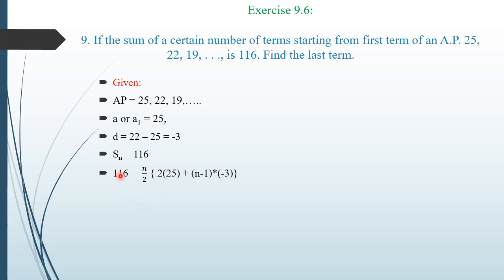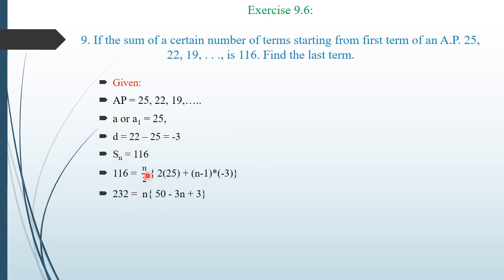Applying the same formula, Sn equals n by 2 into 2a plus n minus 1 into d. Substituting all the known values, in place of Sn I'll put 116, n by 2 I'll keep as it is because I don't know the n value. 2 into a, which I know is 25, I'll put it here, plus n minus 1 I'll keep as it is because n is again unknown. The d value, minus 3, I'll substitute here.